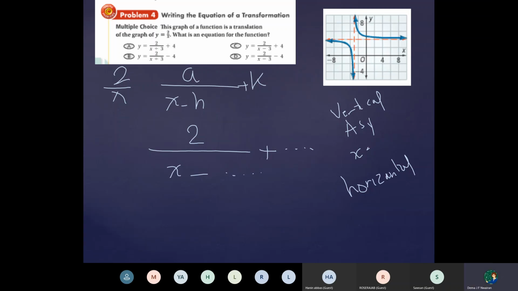Here, the grid is divided into squares, and each square is 2. So here is 0, here is negative 2, here is negative 4. If you look here, it is between negative 2 and negative 4, so it is negative 3. So at x equals negative 3, we have the vertical asymptote. And for the horizontal asymptote here, y equals 4.